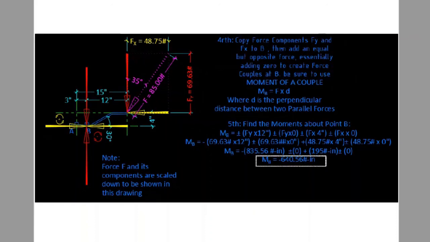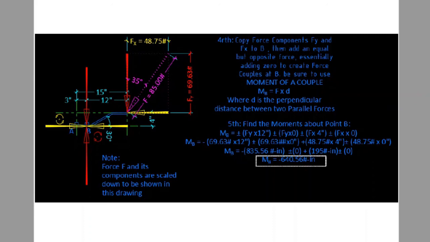Fourth, we will copy the force components F of y and F of x to point B. Then we will add an equal but opposite force, again, essentially adding 0, to create force couples at point B. Be sure to use the moment of a couple is equal to force times the distance, where d is the perpendicular distance between the two parallel forces.